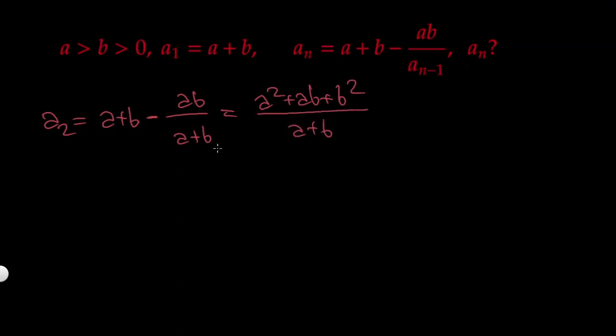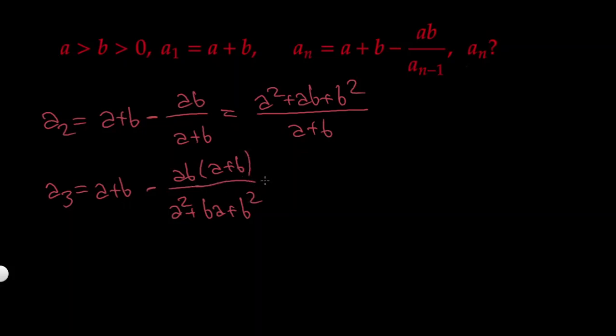Okay, cool. Of course, I don't see something yet. We need to do it at least one more time, a3. I'm putting n equal to 3 here. It's going to be a plus b minus ab over a2, so I'm just going to flip this thing. It's going to be a squared plus ab plus b squared, and I'm going to get an a plus b here.